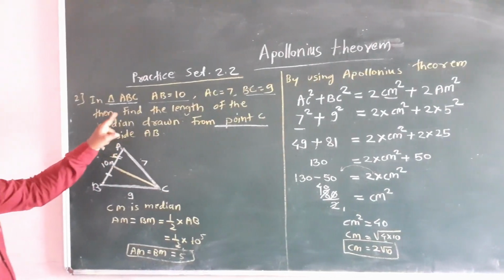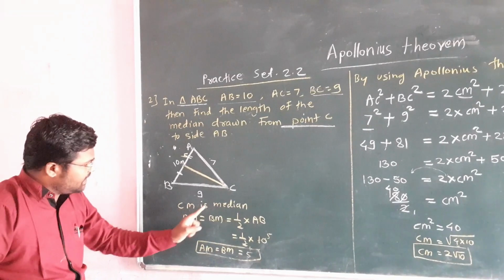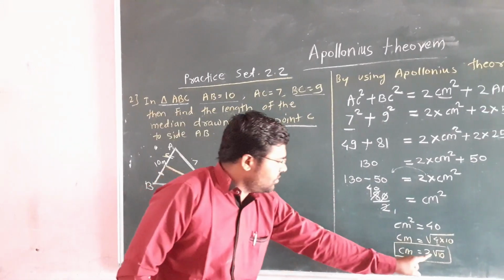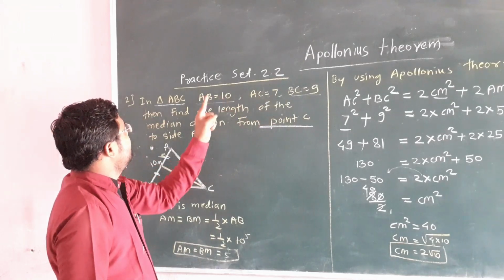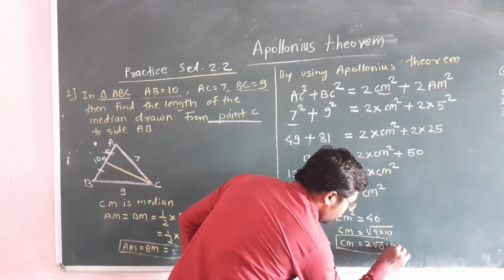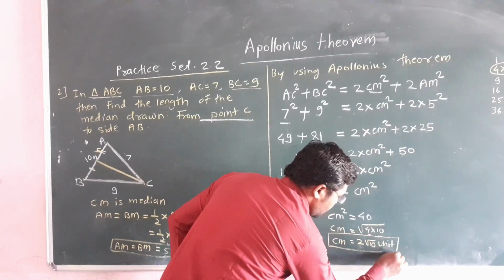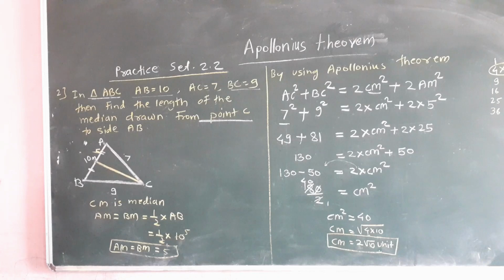So we are finding the length of the median, and here CM is the median. So CM is equal to 2 root 10, and the unit is not given, so write here 2 root 10 unit. Okay, now look at the board now.